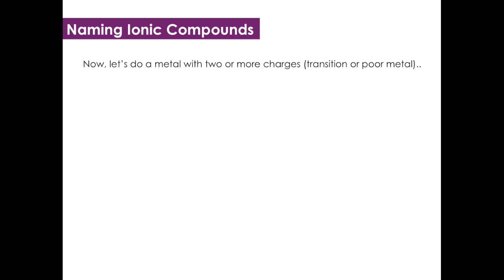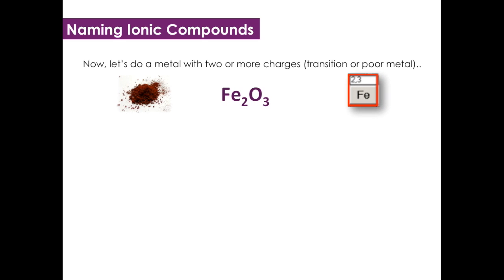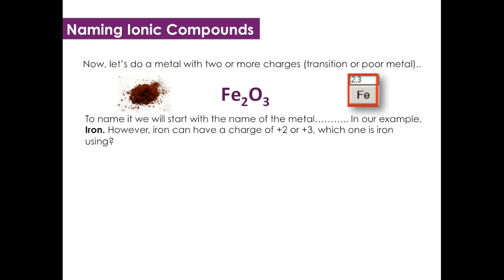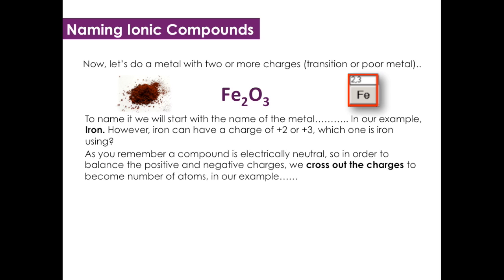Now let's do a metal with 2 or more charges, transition or pure metal. To name it, we will start with the name of the metal. In our example, Fe is iron. However, iron can have a charge of positive 2 or positive 3. Which one is iron using? As you remember, a compound is electrically neutral. So in order to balance the positive and negative charges, we cross out the charges to become number of atoms.